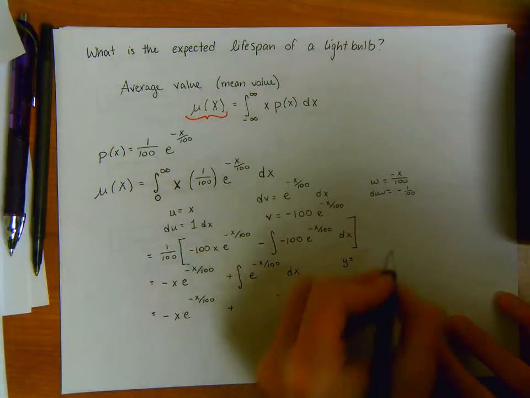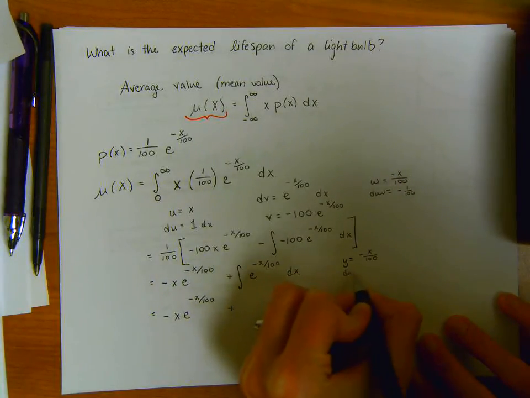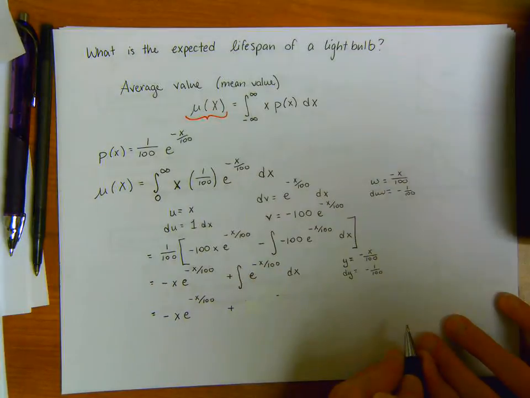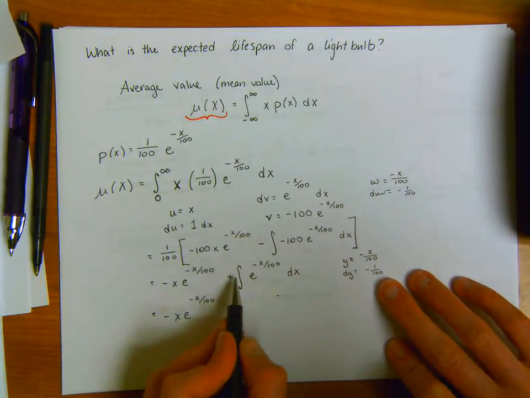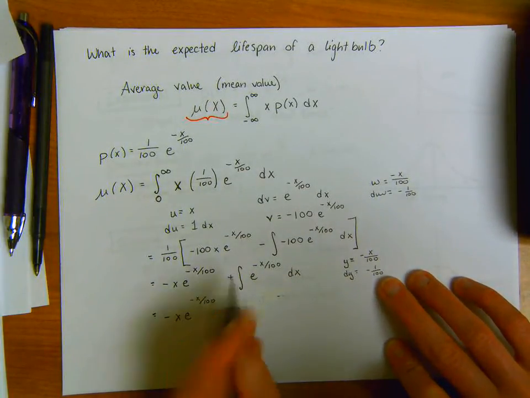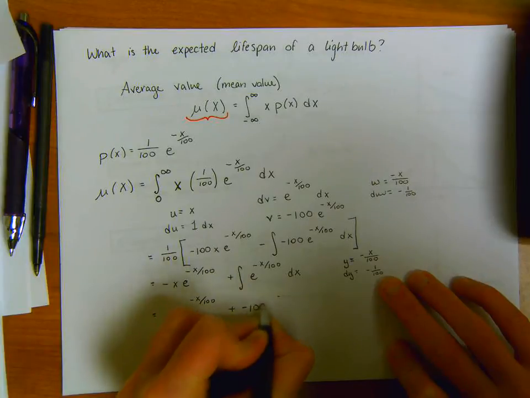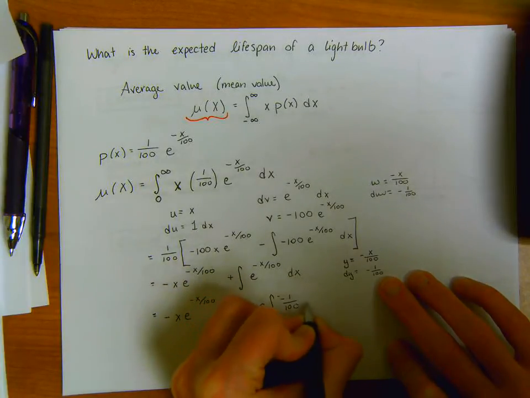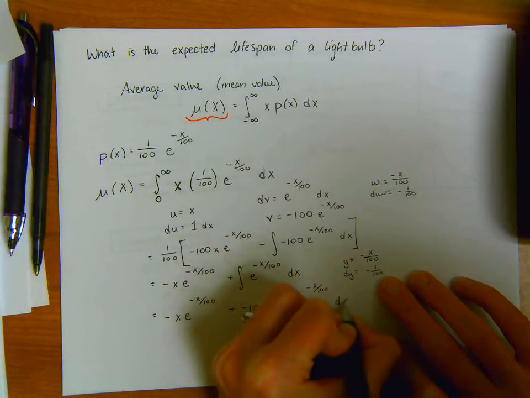That y will be equal to negative x over 100. So dy is equal to negative 1/100th. I don't have a negative 1/100th there, so I have to multiply this by negative 100 to be able to compute the integral. So I get negative 100 out front, and then negative 1/100th e to the negative x over 100 dx.